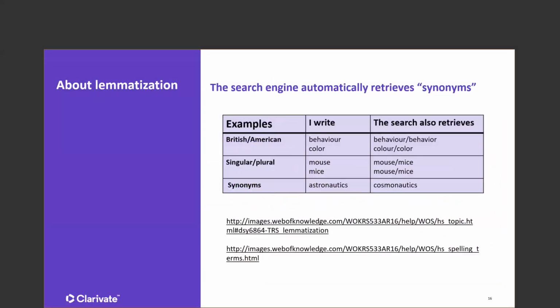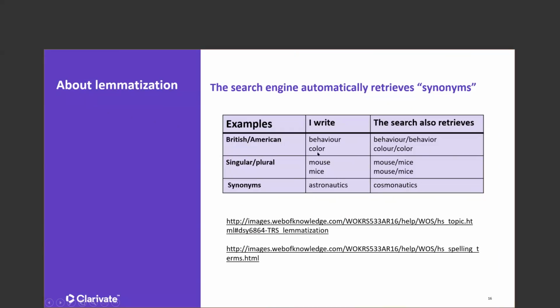Synonyms. Synonyms is called lemmatization in the Web of Science, and we have a wide range of synonyms. I'm writing here the most commonly used, for example, about the way of writing, the orthography of some words that might be different in British English or in American English. We see here two examples.